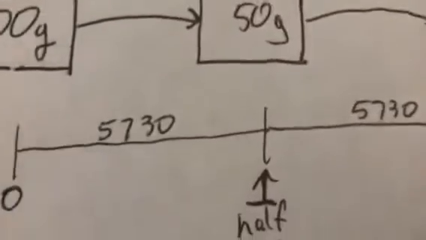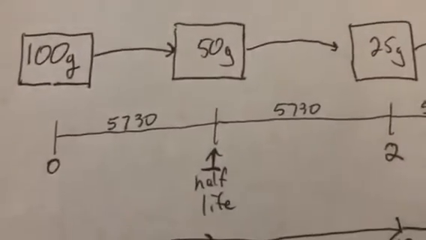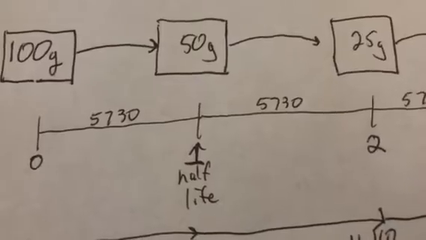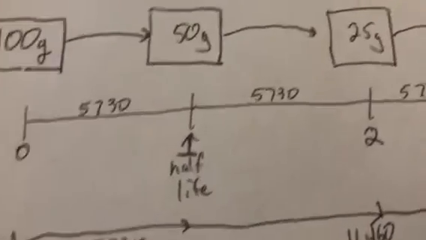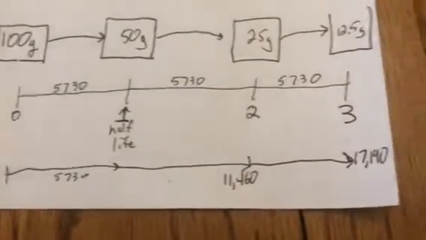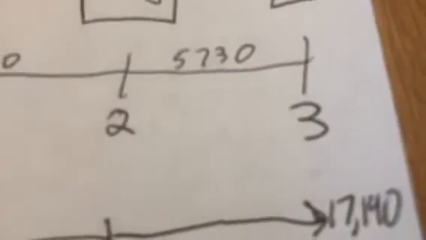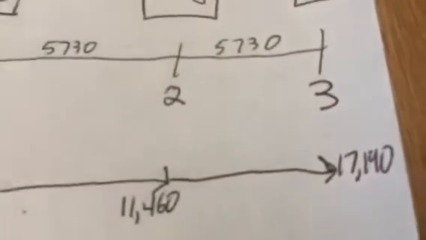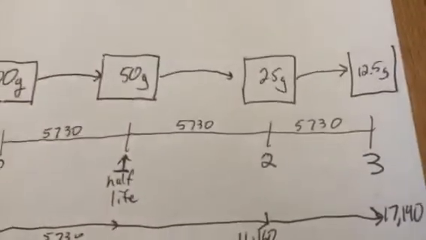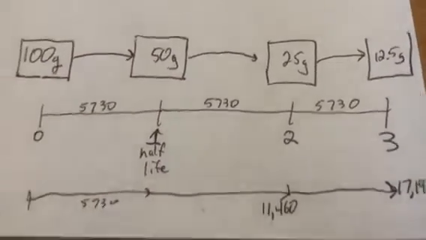Okay, so after two half-lives, if you have 100 grams and it became 25, you know that two half-lives have gone by, which means that's 11,460 years. You can run this in both directions. What I mean by that is, if you know something has gone through 3 half-lives, that's 17,000 years. If you know it's carbon's half-life and it's 17,000 years old, you know that it's gone through 3 half-lives.